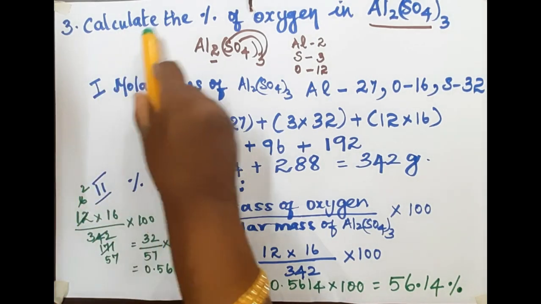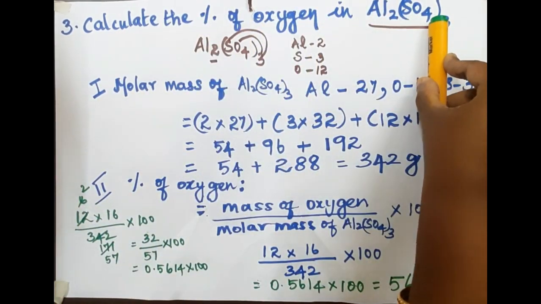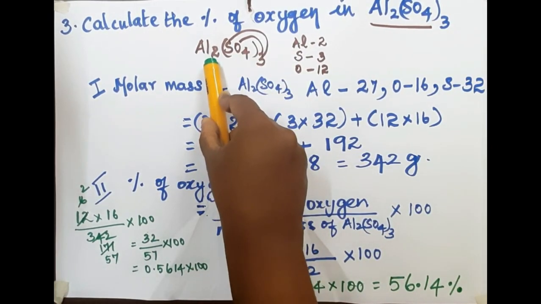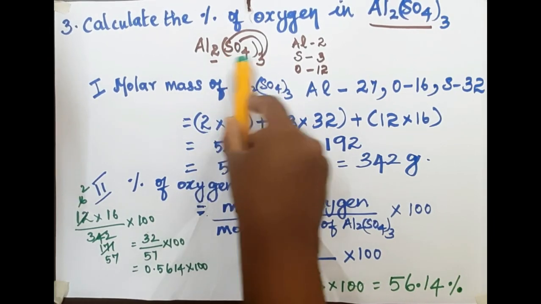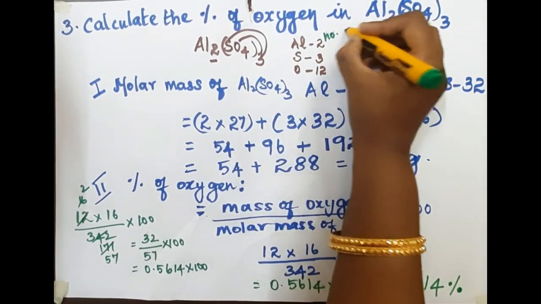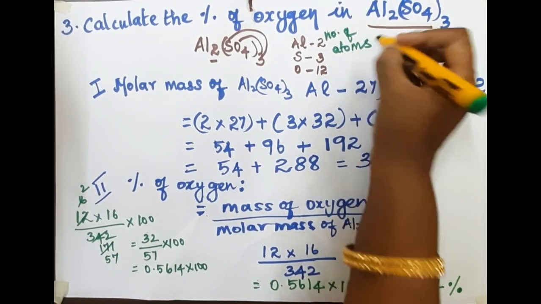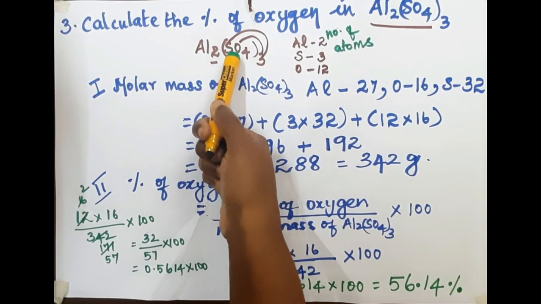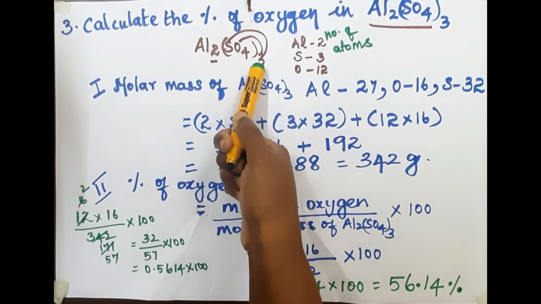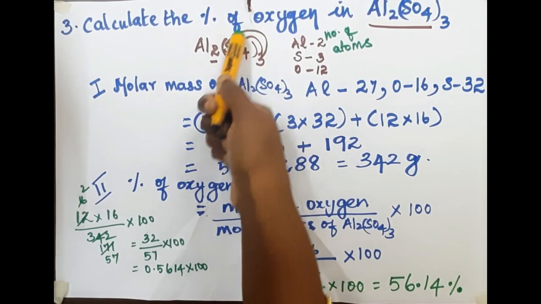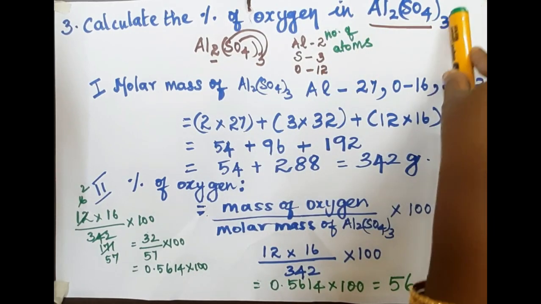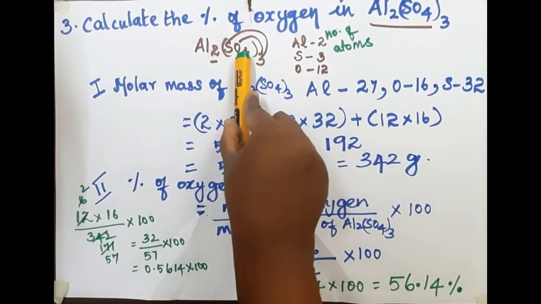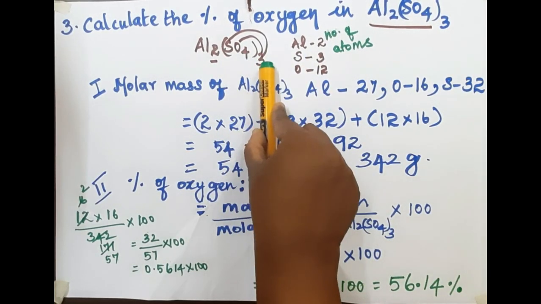Let me repeat it. Calculate the percentage of oxygen in Al2(SO4)3. Al2(SO4)3 is a complicated compound. See here, first you have to know the number of atoms of aluminium, sulfur and oxygen. 2 atoms are there for aluminium, and for sulfur actually it is only 1, but the number which is outside the bracket is applicable for those elements which are inside the bracket. This 3 is applicable for both oxygen and sulfur. So sulfur is 3, oxygen is 4 into 3, you have to multiply. So 4 into 3 is 12.